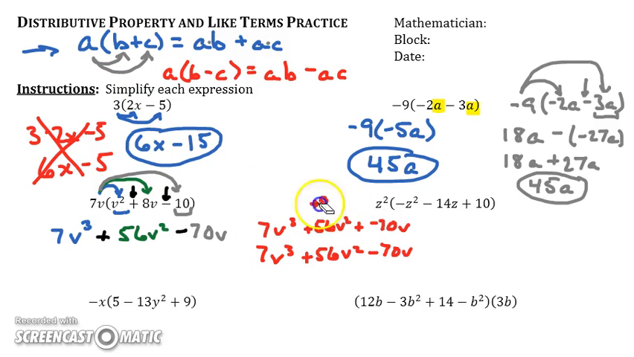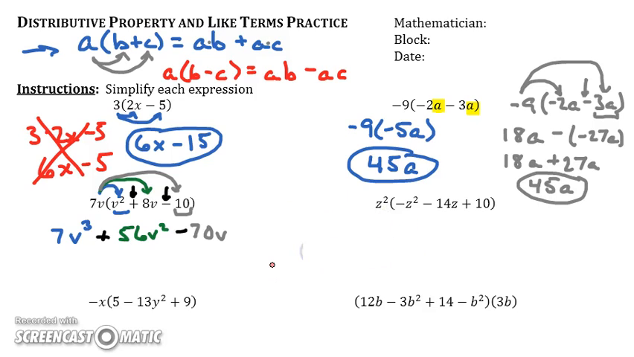On the next one, I have z squared on the outside. So z squared times the quantity negative z squared minus 14z plus 10. I'm going to take this z squared and multiply by negative z squared, and I would get a negative. This is a positive times a negative. That gives me a negative. Z squared times z squared.